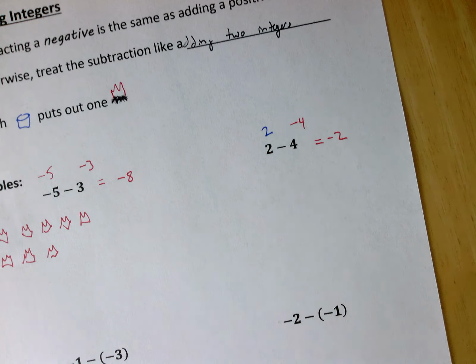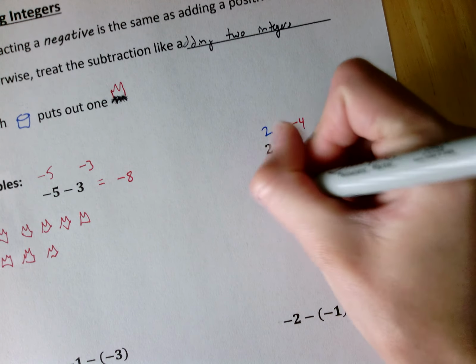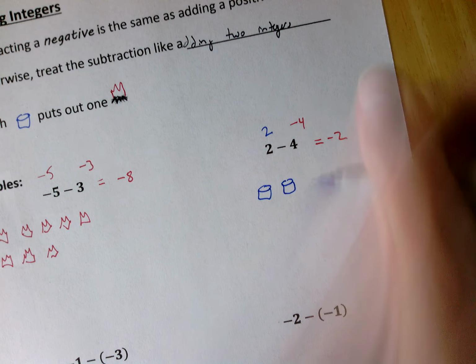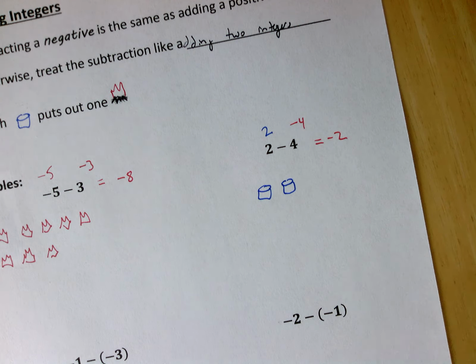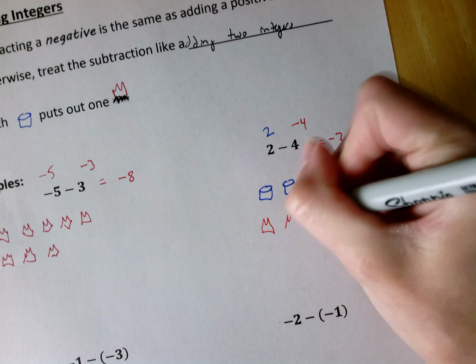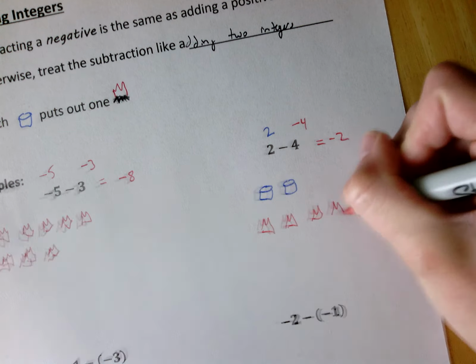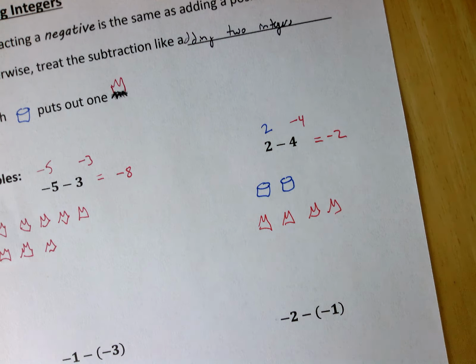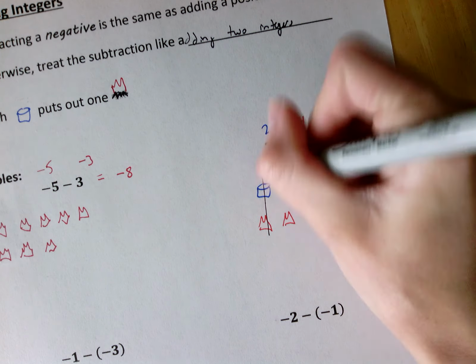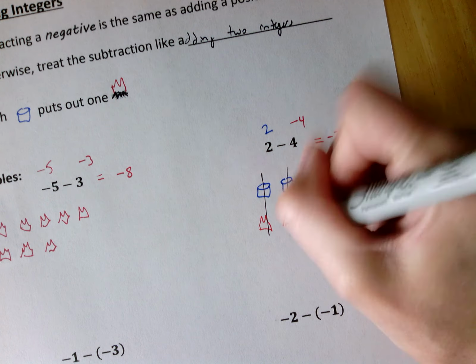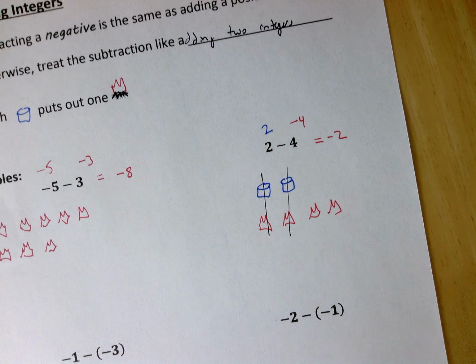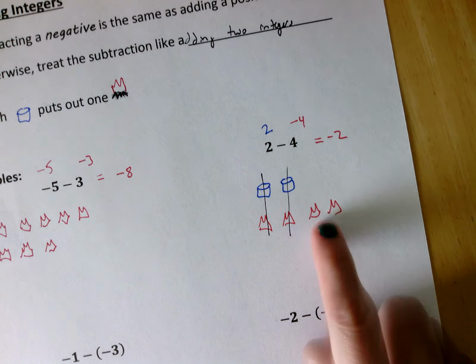So my picture for this one, I'm going to draw 2 buckets of water. And then I'm going to draw 4 fires. Okay, and then what happens? Well, 1 bucket of water puts out 1 fire. So these guys cancel each other out. These guys cancel each other out. And that's what we got our answer from. We had 2 fires left over.